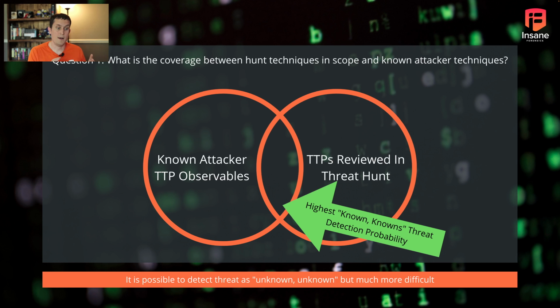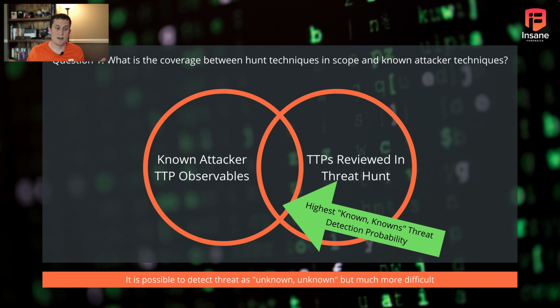That known attacker TTP observables is what you can generate from threat intel sources or from seeing it used against your network. On the right side, this is where you bring in, okay, what are the TTPs that were actually reviewed during my threat hunt, right? And in the middle, as you see that green arrow there, your highest known threat detection probability is going to happen in the middle, right? There's a chance that you'll catch known attacker TTPs or even unknown attacker TTPs.